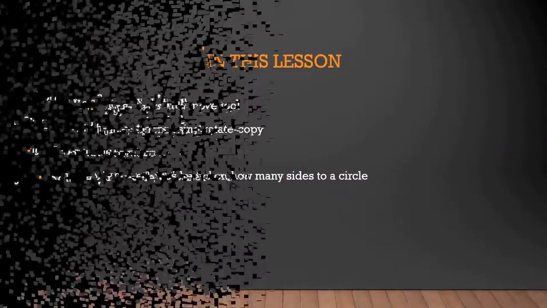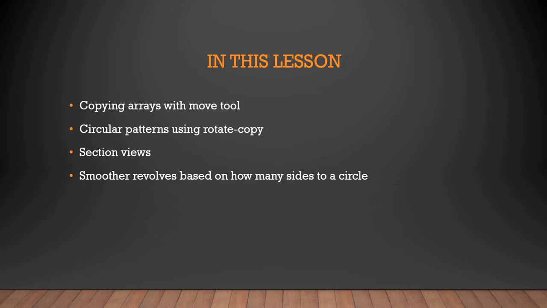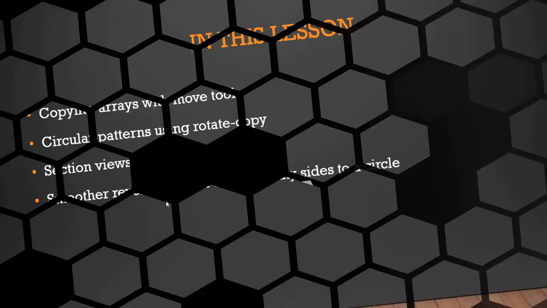So let's discuss what we're going to learn in this lesson. We're going to learn about copying arrays with the Move tool, circular patterns using the Rotate copy, and so these first two kind of go hand in hand. And then we're going to talk about some section views, and then smoothing revolves based on how many sides to a circle. I know that doesn't make any sense right now, but I will show you exactly what that means.